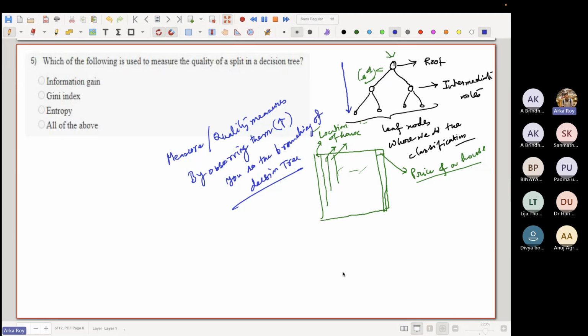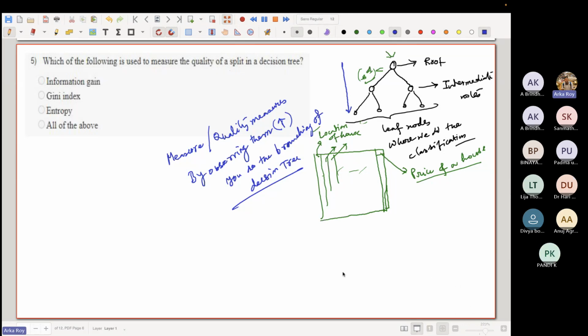And there are certain indices or quality measures by which we can do this. Those measures, as you have seen in the week's lecture, are called entropy, then the Gini index, as well as the very popular metric, which is the information gain.